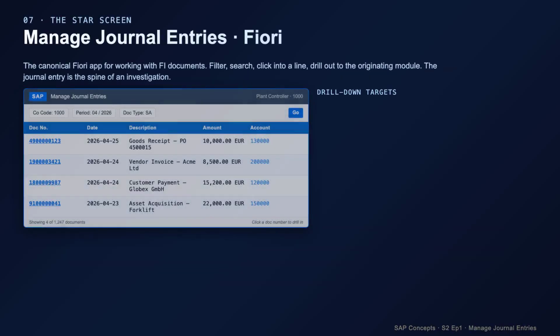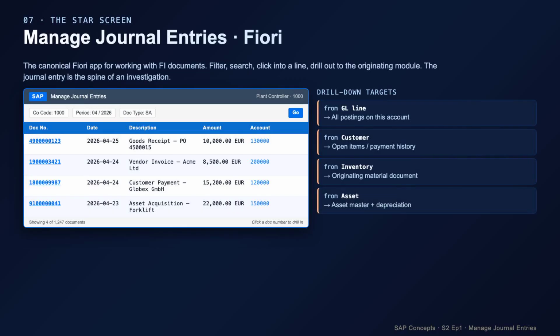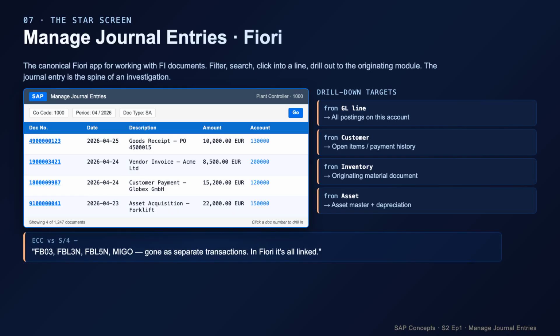The Fiori app for working with finance documents is called Manage Journal Entries. Click the tile, you get a filtered list. Click a row, you see the document, header, lines, debits, and credits. What makes it the star is drill down, from a GL line to every other posting on that account. From a customer line to open items. From an inventory posting to the originating goods receipt. In ECC, this meant moving between 4 transactions. In Fiori, it's all linked.